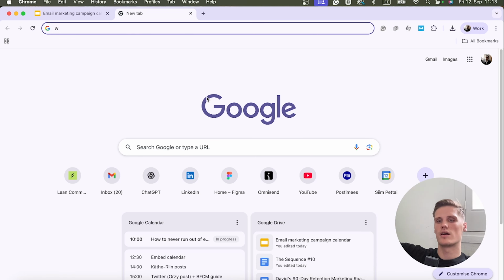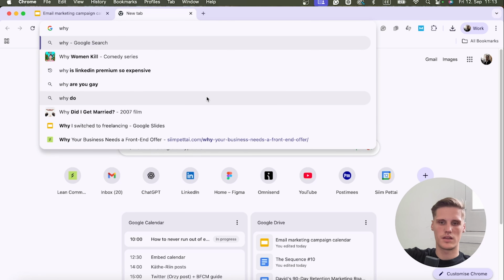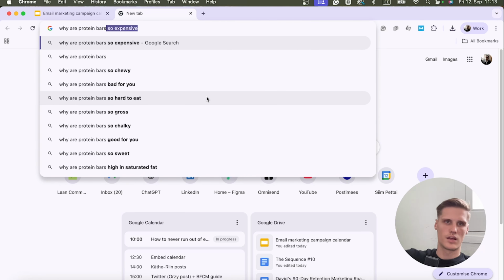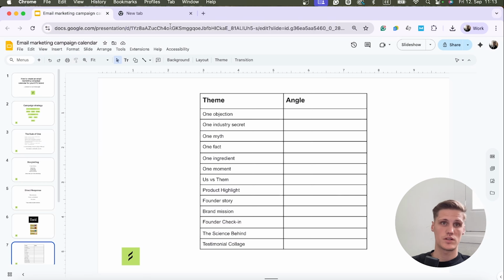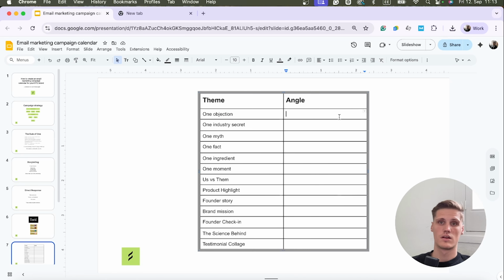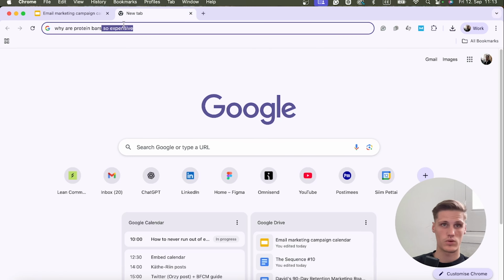For example, I sell protein bars and I want to find out what are some of the objections. So I'm just going to start searching. Why are protein bars? As you can see, these are all topics that people search for a lot. For example, why are protein bars so expensive? Why are protein bars so chewy? Why are protein bars bad for you? So hard to eat, etc. For the sake of this, I'm going to choose one. Let's say, why are protein bars so chalky? Essentially, you want to write a campaign around that and position your brand as non-chalky. One industry secret.